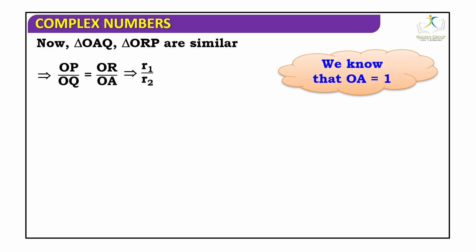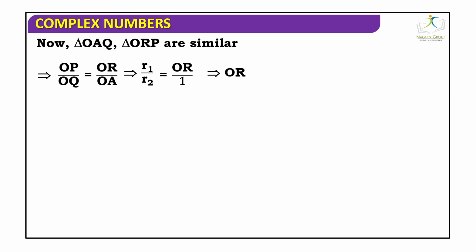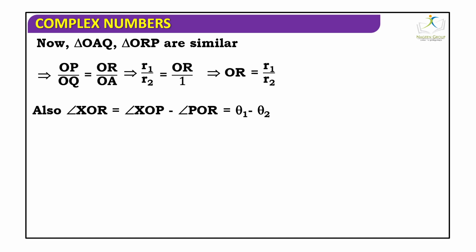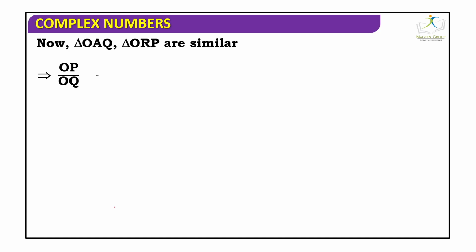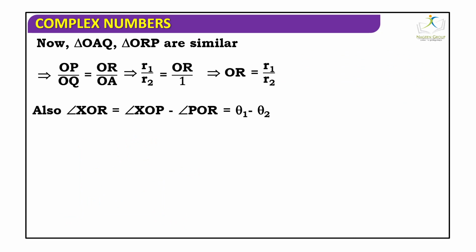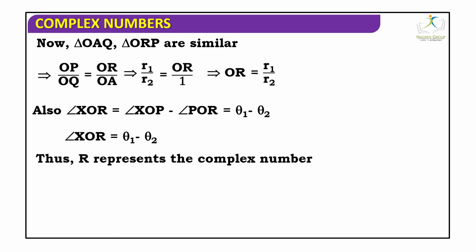So R1 by R2 equals OR divided by 1. From here we can find OR as R1 by R2. So XOR, how to find it? Let's derive. This is XOP minus POR, meaning theta 1 minus theta 2. So we say the capital R represents the complex number R1 by R2 cis (theta 1 minus theta 2), meaning Z1 divided by Z2, right?